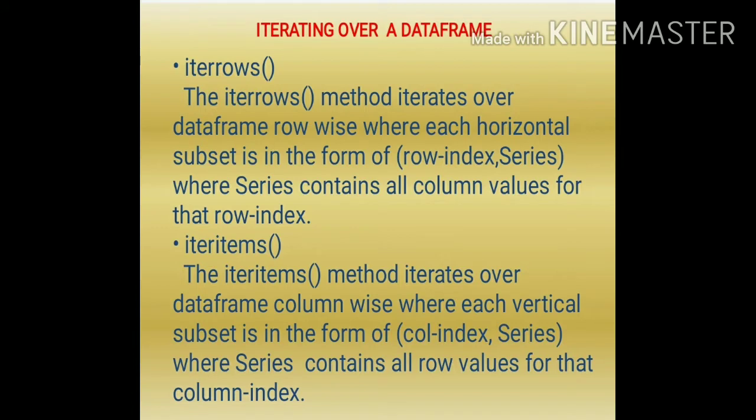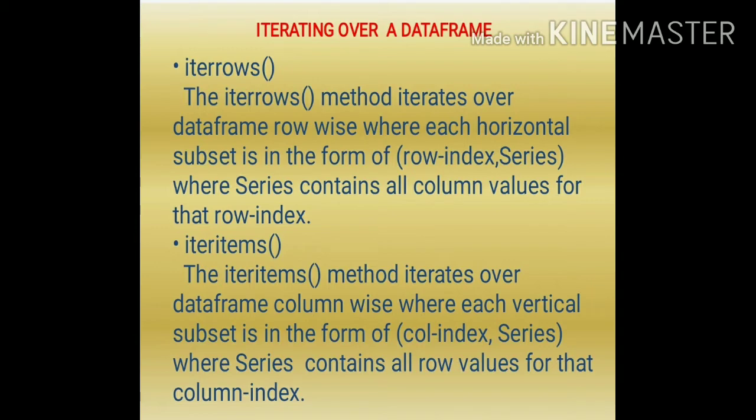Now in the data frame, today we talk about iterating. Iterating is used to give output in the form of rows or in the form of columns. So we will come across two new functions in that. First is iterrows and another one is iteritems. Here, the iterrows method iterates over the data frame row wise, where each horizontal subset is in the form of row index comma series, where the series contains all column values for that particular row index. Means we have to provide the index of the row. Whatever index we provide, according to that the full row will be displayed once, then the second row index, so the second full row will be displayed, then the third, like that.